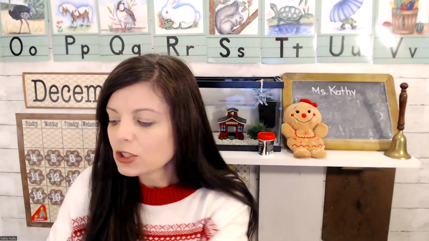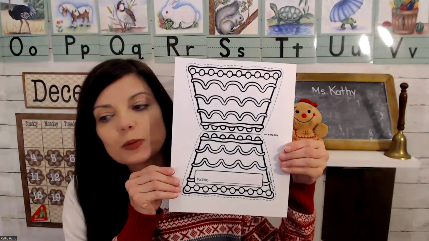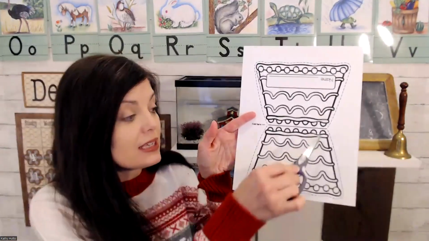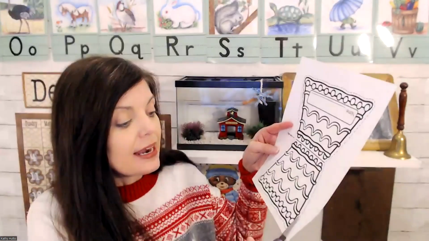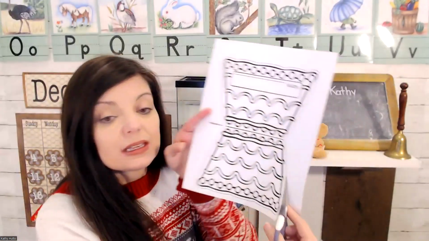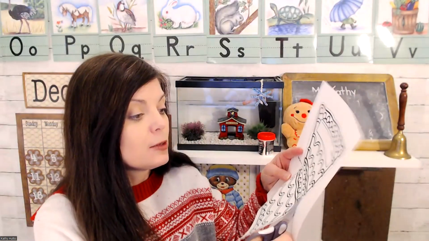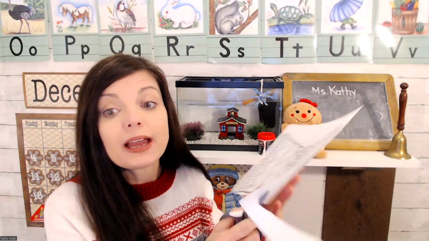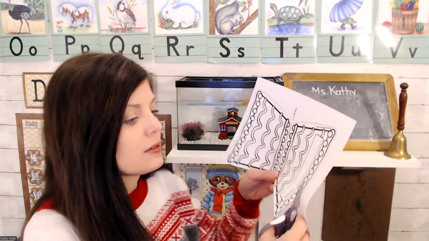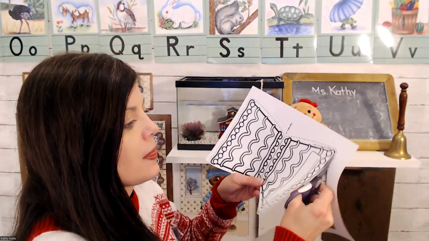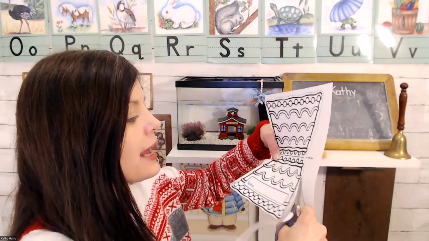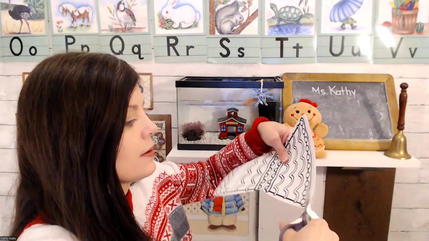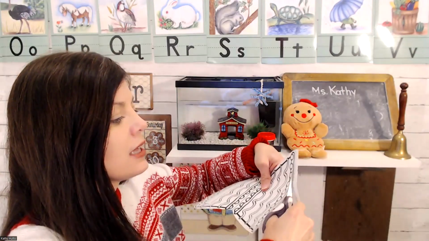So the next thing we're going to do is I sent this printable to you. If you don't have it, don't worry. It's pretty easy to make one. It's just a trapezoid, and it just has some little designs on it. It's supposed to look like candy and icing, the things that you might use to decorate a gingerbread house. I'm just going to cut it out. This is going to be the roof. I'm just cutting along the dotted lines.